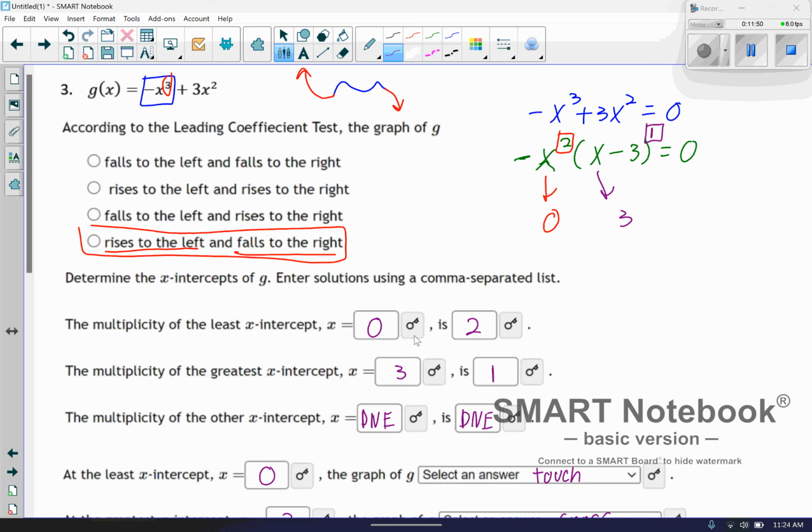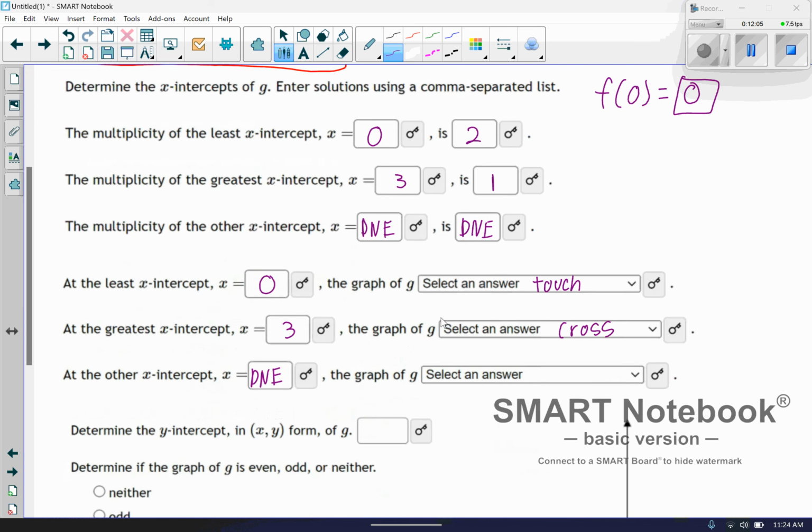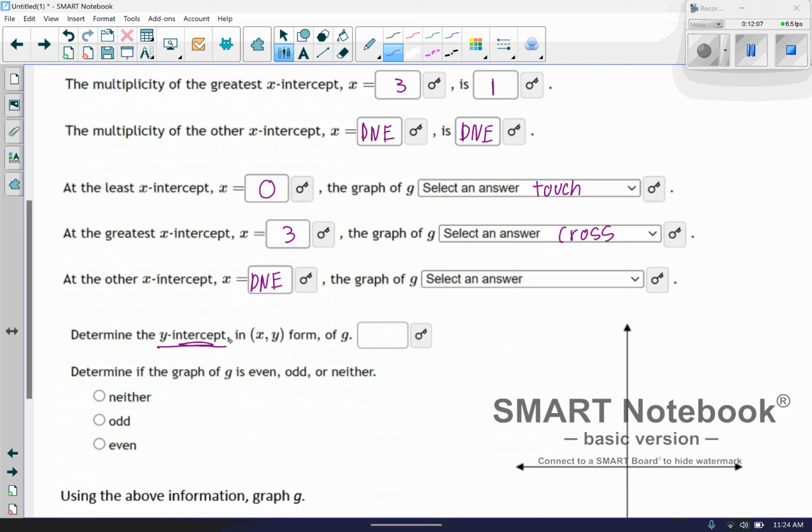Then for my y-intercept, we do f of 0. You let x equal 0. When you plug in 0, once again, everything's going to get zeroed out. So when x is 0, y is 0. That's going to be my y-intercept, because by definition, you let x equal 0. When I did that, y equaled 0. So that's just right there at (0, 0).